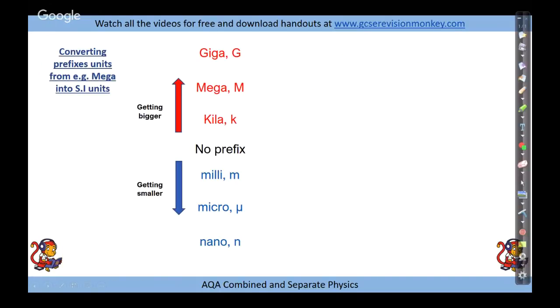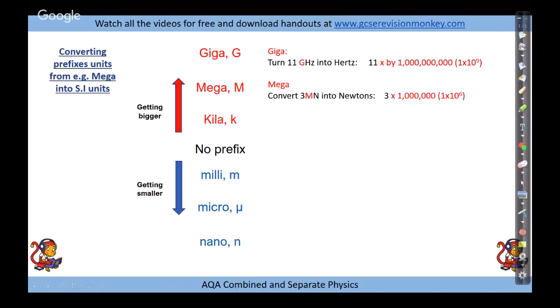Okay, so we really do need to know these prefixes here. So we've got the ones in red here, kilo, mega, giga, are just getting bigger, and then we've got milli, micro, nano, are just getting smaller. Okay, so what do they mean? Okay, giga, for example, turn 11 gigahertz into hertz, because it's not in an SI unit. So we would times that by 1 billion, or times it by 1 times 10 to the 9. Okay, mega. Mega basically means million.